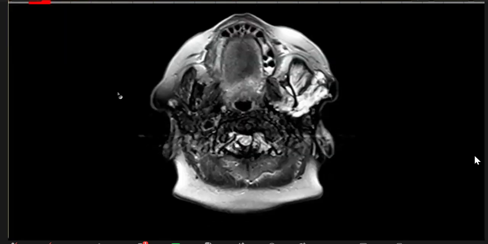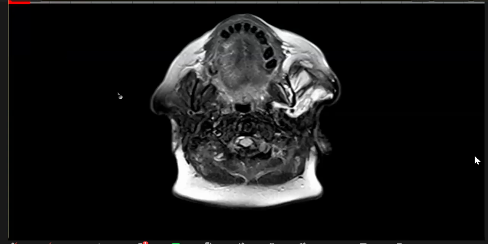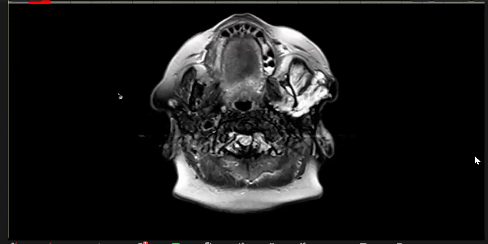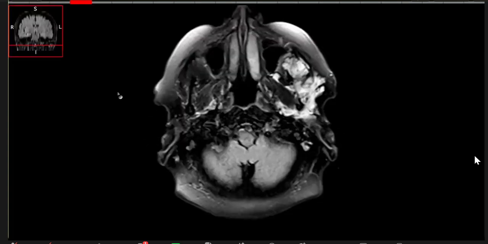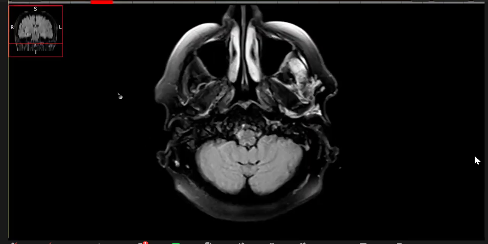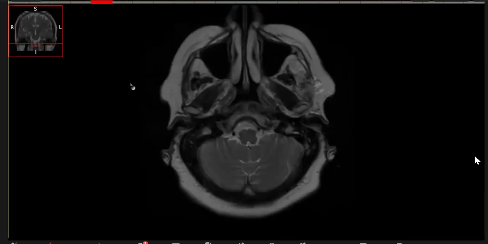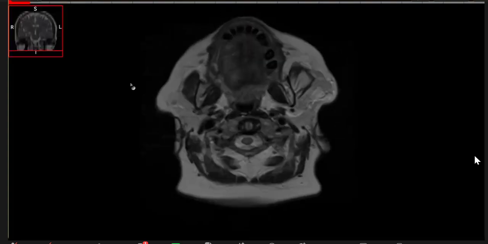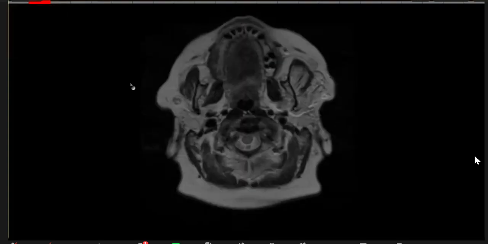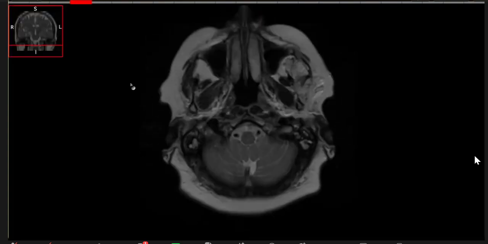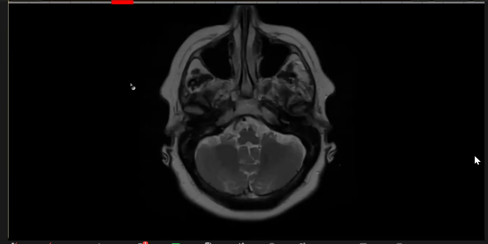So I'm not able to pick any significant pathology. Are the CT images available for the patients? Probably. Let me once again go to a T2. But as I was telling you, that FLAIR was actually better than this T2.